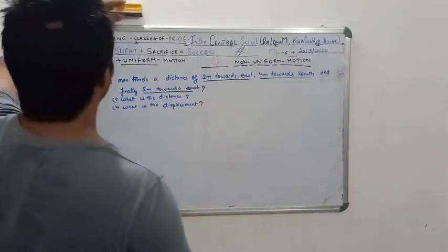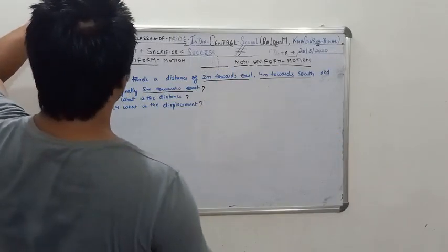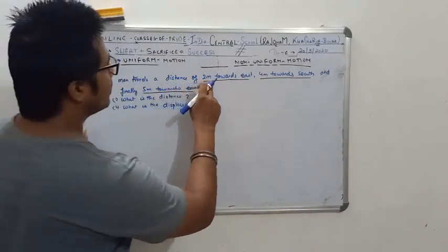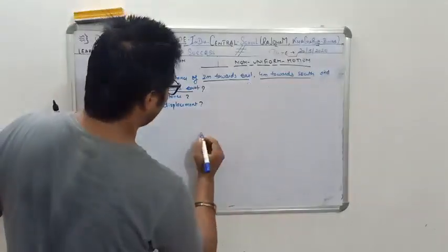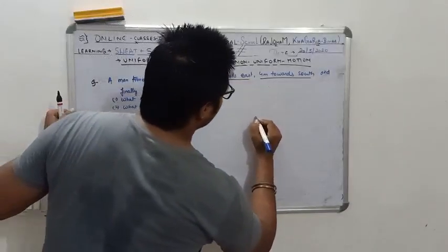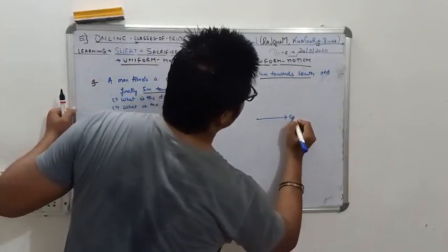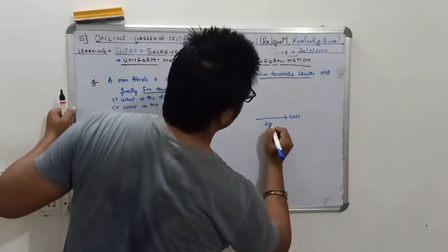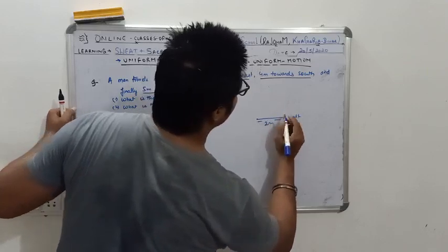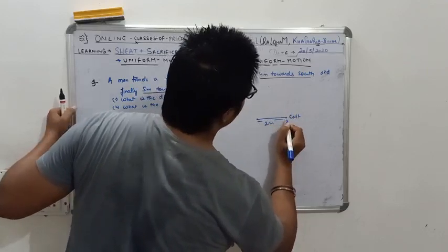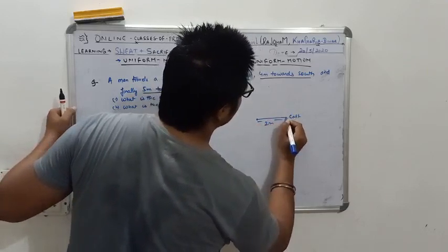So what is it telling? A man travels a distance of 2 meters towards east. Very familiar with this question? 2 meters towards east. This is 2 meters. Now he has traveled 2 meters towards east, so this is his initial position and this becomes his final position.